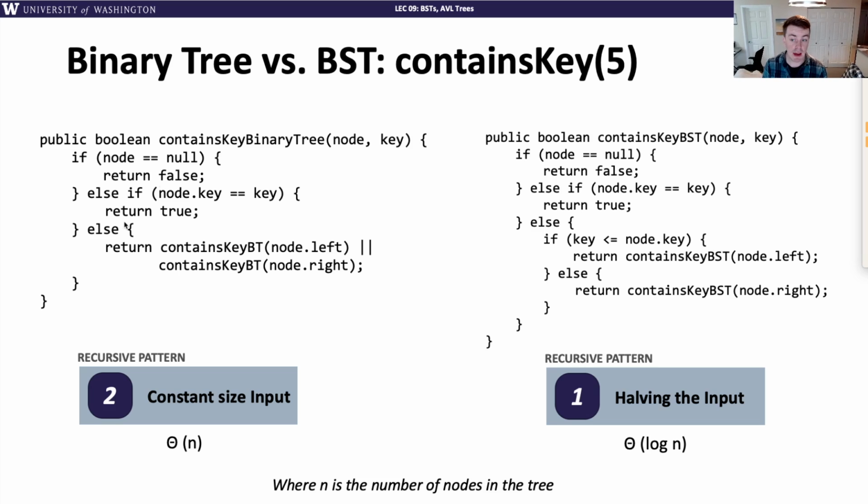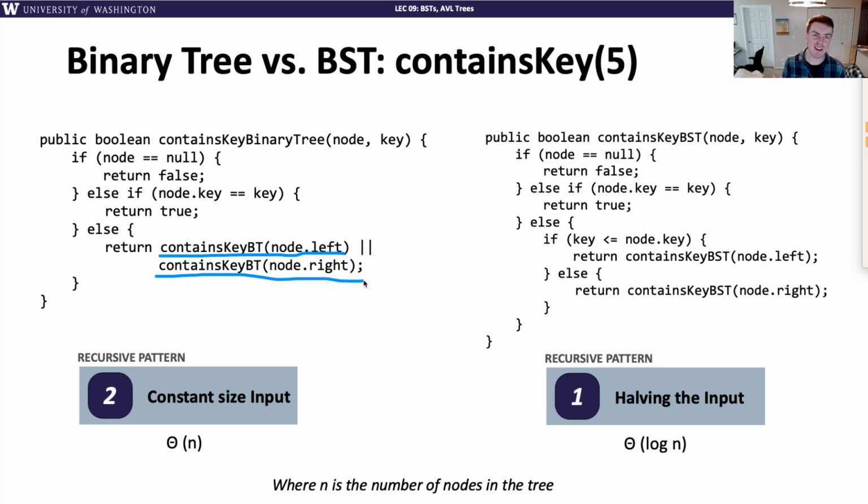If it ever finds the value, it returns true. Otherwise, in the recursive case, it makes a recursive call on the left tree, trying to find that value, and then it calls it on the right. So it kind of goes down both branches. Now, this is kind of a callback, since it goes down both branches. Really, we're in a situation a lot like our constant size input recursive pattern.